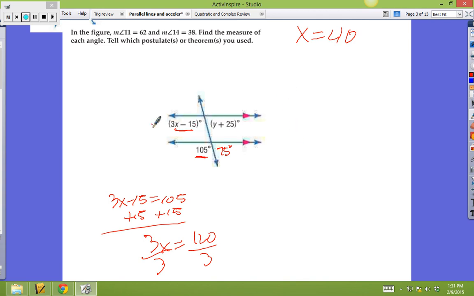And if this is 75, then this is also 75. So the algebra is going to be y plus 25. It's got to be equal to 75. And now, easy, the algebra is easy, just minus 25, minus 25. So y has got to be 50.